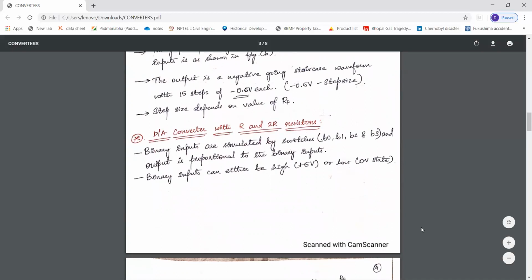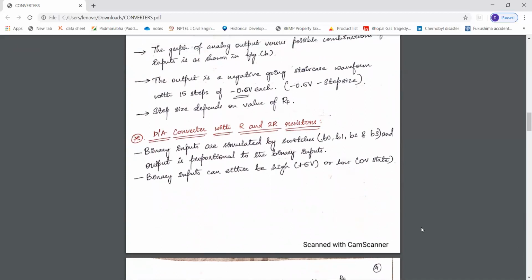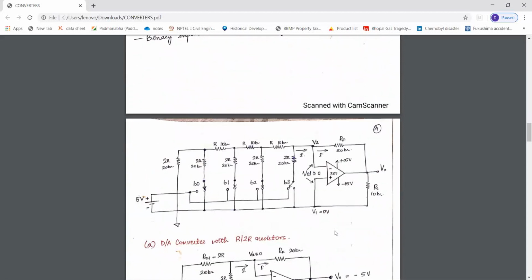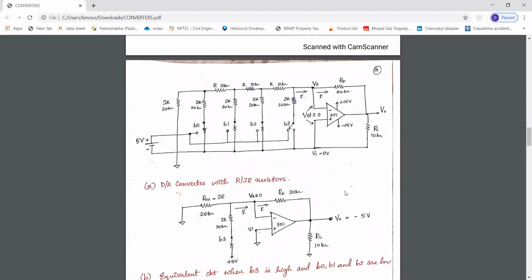And next we have the DAC converter with R and 2R resistors. Here also, the binary inputs are simulated by the switches B0 to B3, and the output voltage is proportional to these binary inputs, and the binary inputs can either be plus 5 or 0 volts. So this is the configuration of the DAC converter with R to R resistors.